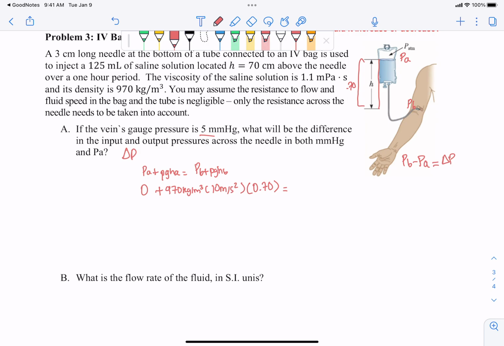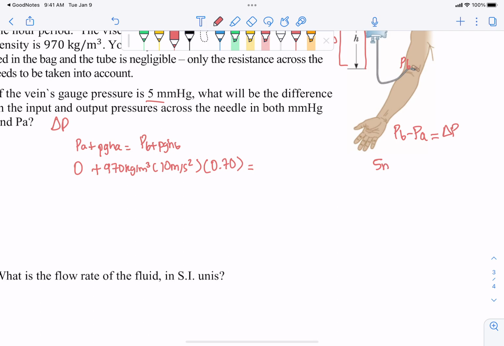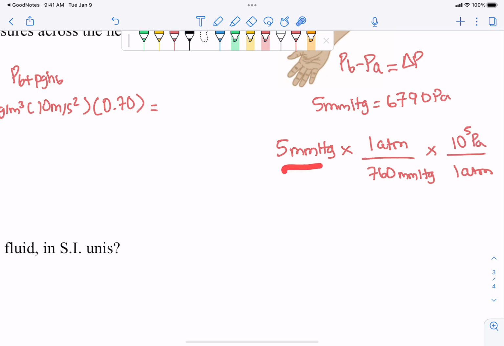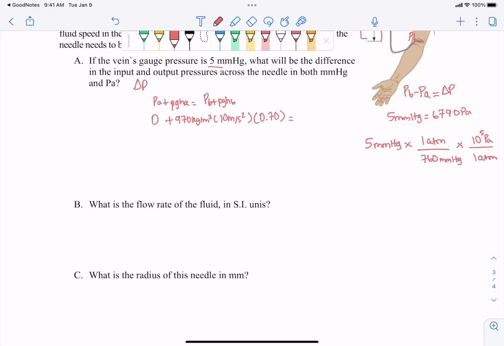So 5 millimeters of mercury, yep, is 6,790 pascals. Anybody need a refresher or an explanation as to how we can go from millimeters of mercury to pascals? Okay, you got it? Alrighty. So 5 millimeters of mercury. In 1 atmosphere, we have 760 millimeters of mercury. And in 1 atmosphere, we have 10 to the 5th pascals. That's how you can go from millimeters of mercury to pascals. Millimeters cancel millimeters, atmospheres cancel atmospheres, and you're left with pascals on the top. So that should give you 6,790 pascals.